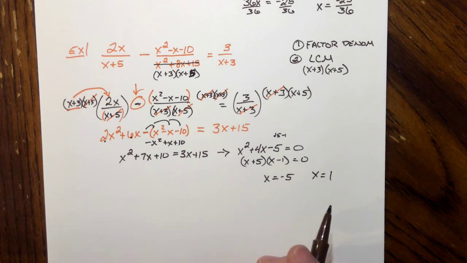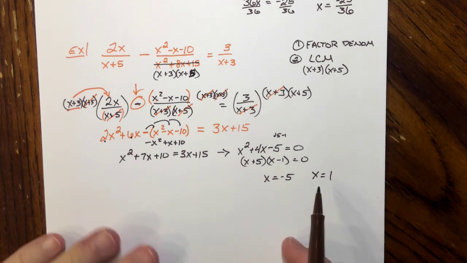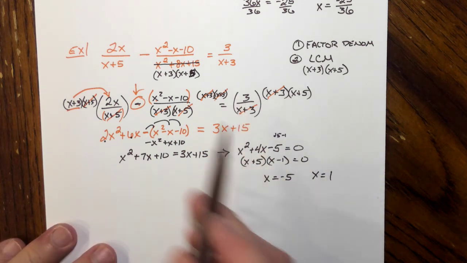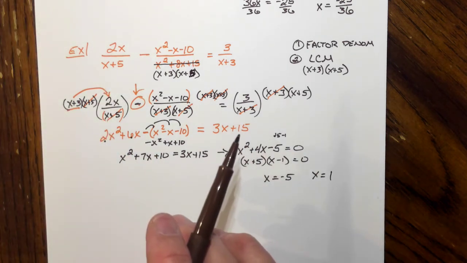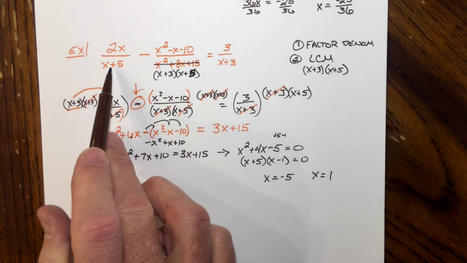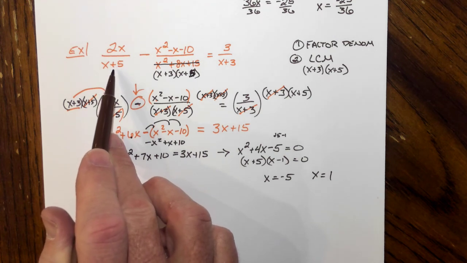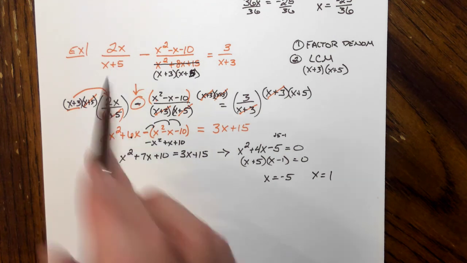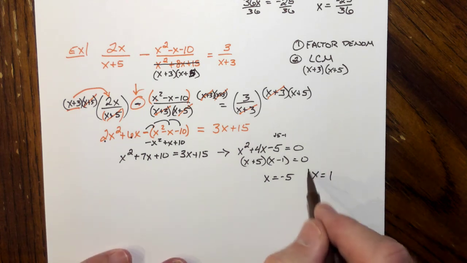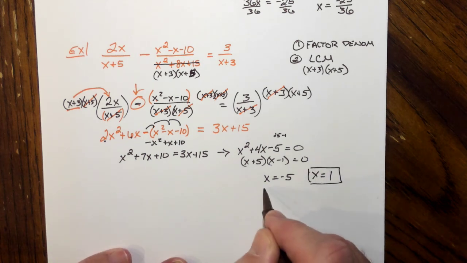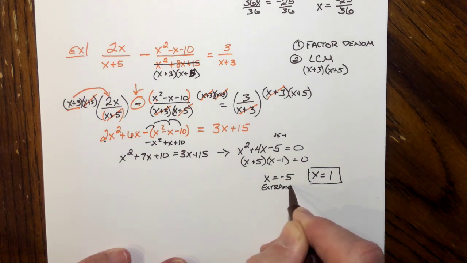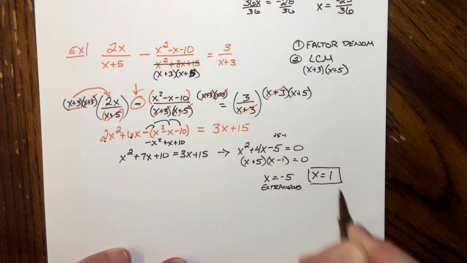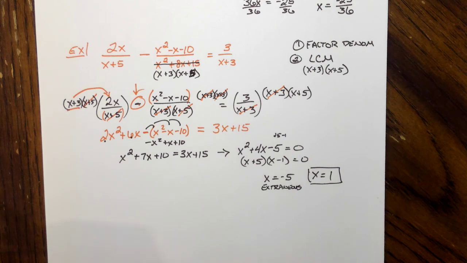So now, what do we do? Check to see. Go back to your original, to your denominator. Right here. Will that negative 5 produce anything for us? The answer is no. So this would be extraneous. The only solution to this problem is going to be positive 1.